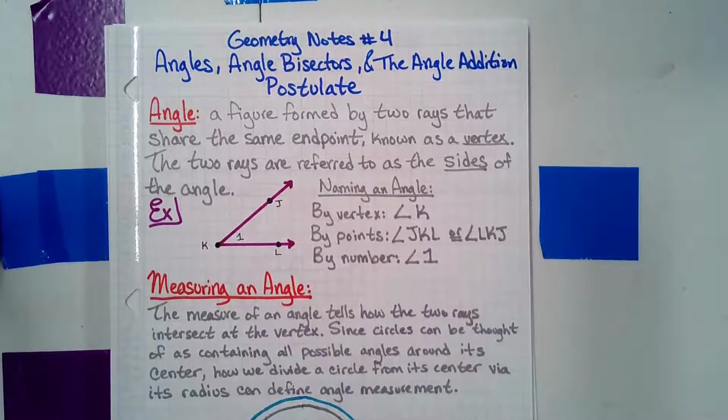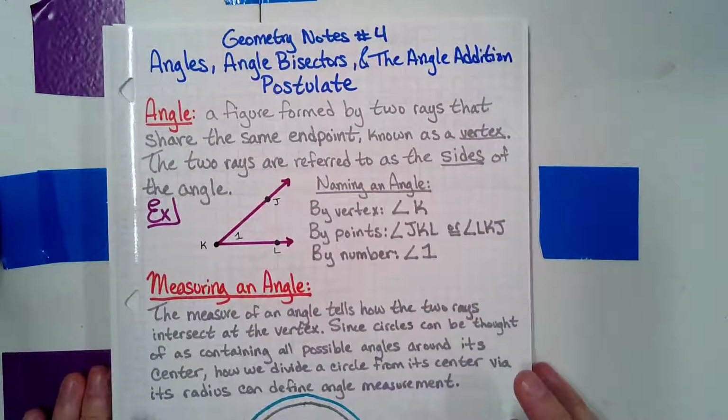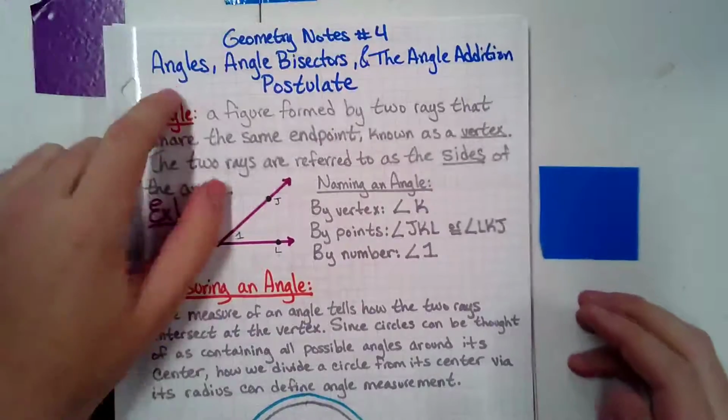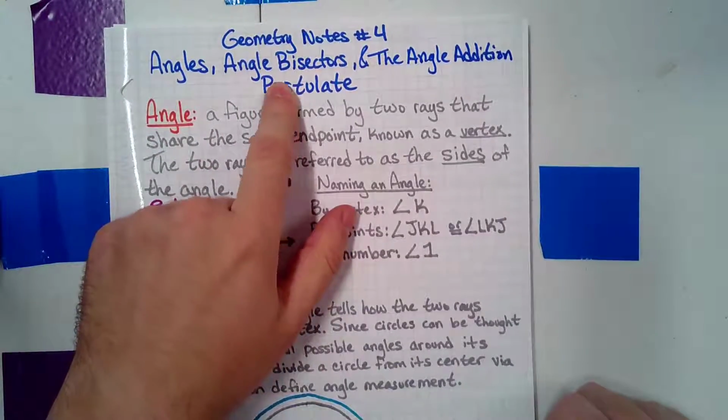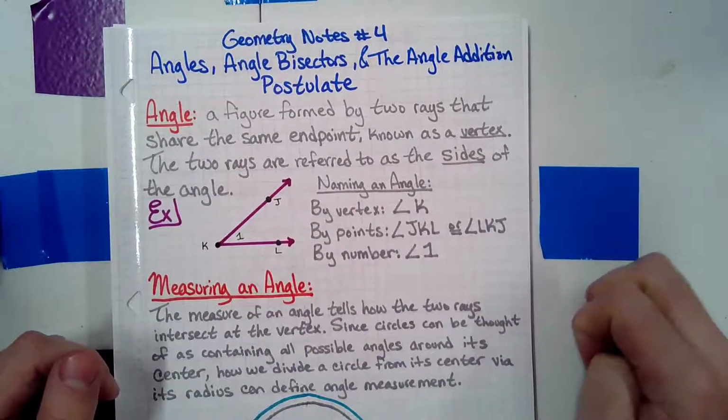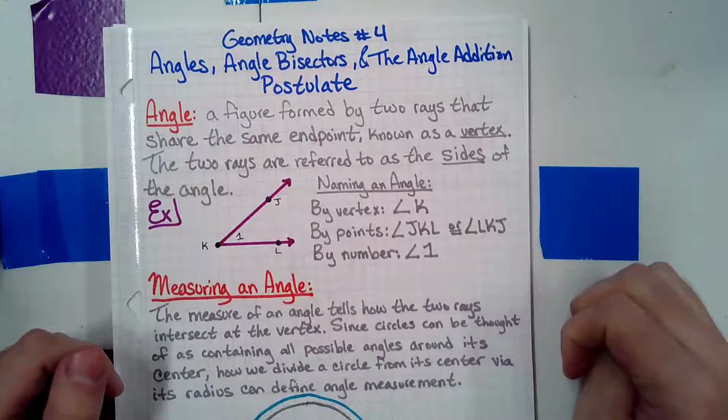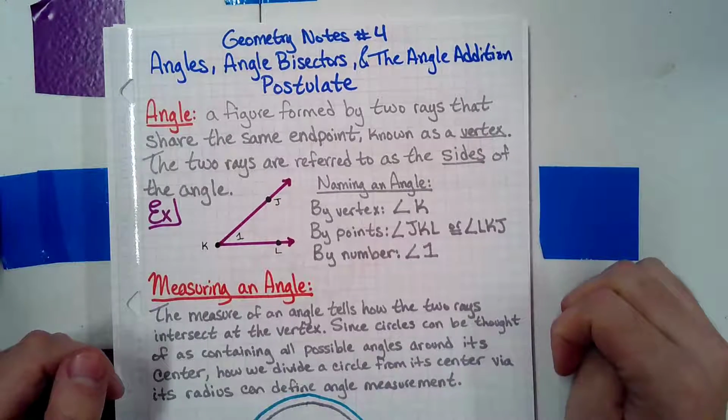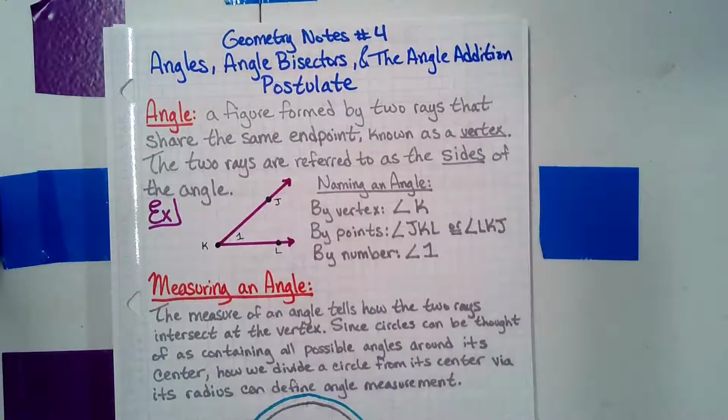All right, so today we're learning about angles, angle bisectors, and the angle addition postulate. So before we begin, does anybody have any idea what an angle is? Wonderful, excellent. Does anybody have any idea about an angle bisector, what that might be? Take a guess, a conjecture, if you will. What does it mean to bisect? Divide. Sect means to divide, right?